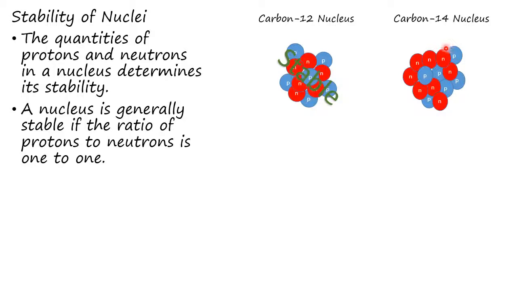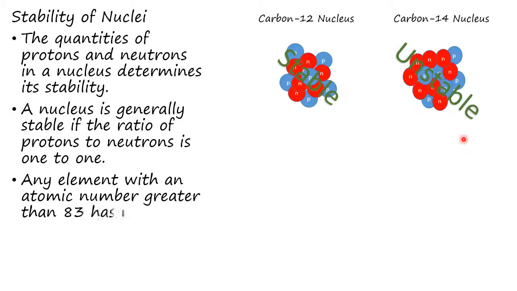If we were to look at another isotope of carbon, carbon-14, again, since it is carbon, it has 6 protons, but since it's carbon-14, it has 2 more neutrons for a total of 14 subatomic particles contained within its nucleus. And so now the protons are not equal to the number of neutrons. There are 2 extra neutrons. And since the ratio of protons to neutrons is no longer 1 to 1, this isotope is considered unstable and undergoes radioactive decay.